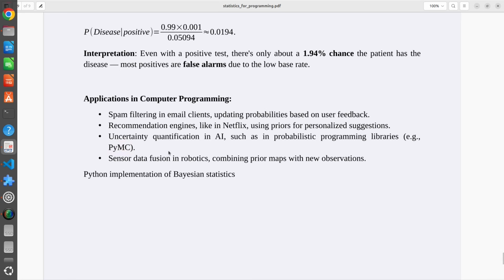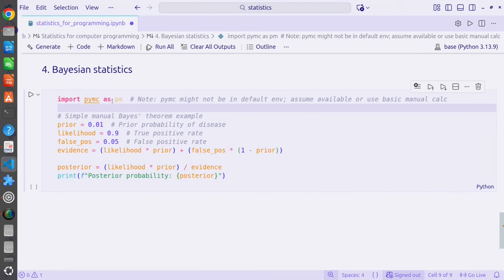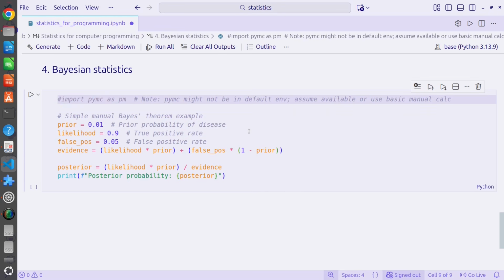Okay, and we can also use Bayes' theorem in sensor data fusion in robotics by combining the prior maps with the new observations to get the posterior probability. So let us see how we can implement the Bayes' theorem of Bayesian statistics in Python. Since my current program doesn't need to use the Monte Carlo simulation, I can just ignore this first line. Okay, so let us see how we can do the Bayes' theorem by using the prior probability, the likelihood, the false positive result, and the evidence, which is just the denominator of the Bayes' theorem.